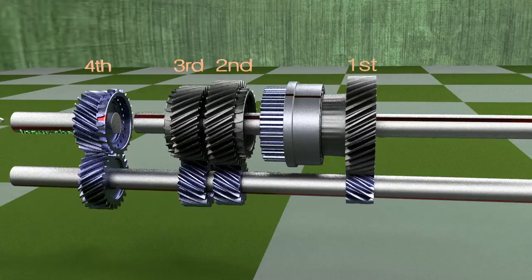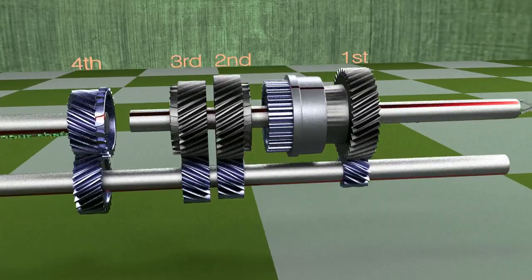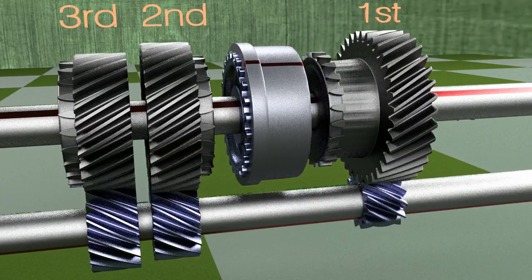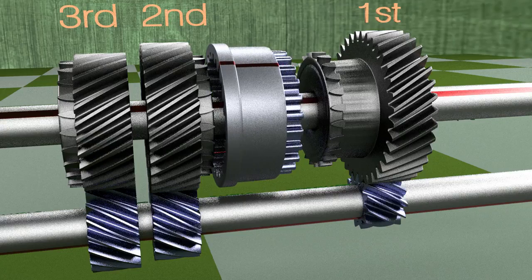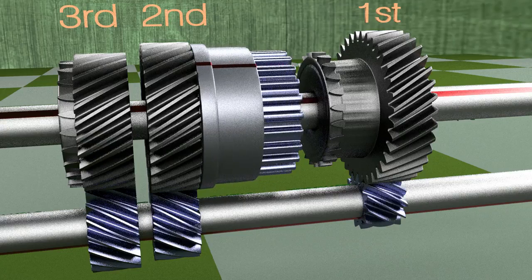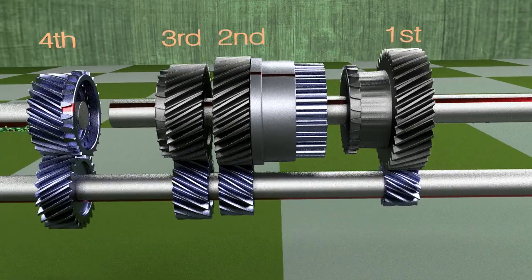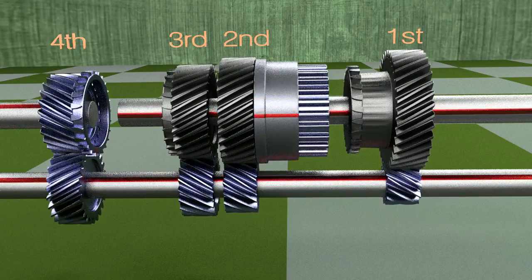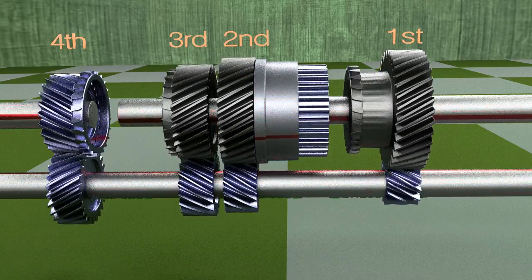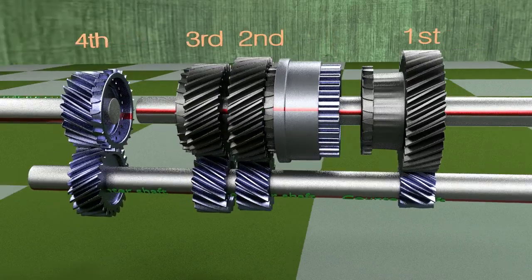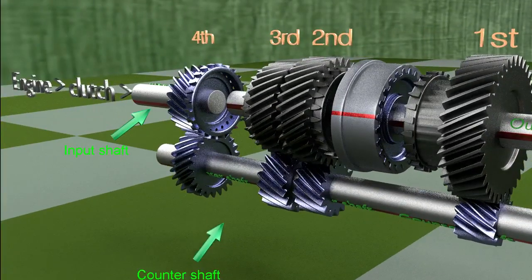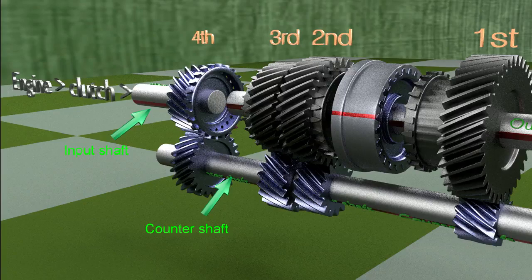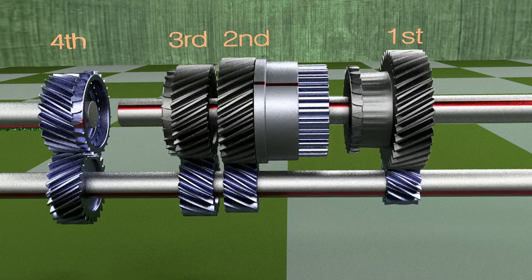Similarly, the sleeve can be slid to engage with synchro teeth on the side of the second gear, and hence second gear gets locked to the output shaft through the hub. Now second gear and output shaft rotate at the same speed. And power is transmitted from engine to input shaft to counter shaft and then to the second gear.